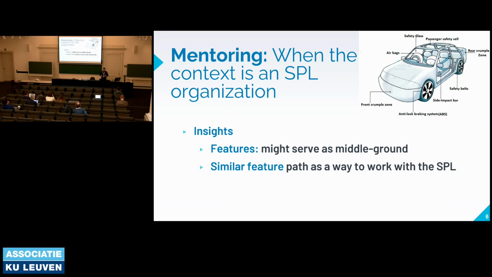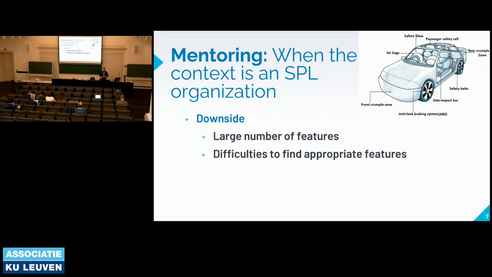So we think that a good path for a newcomer would be that of starting with a feature that he understands easily, and step by step, changing from one feature to another, finally understand the whole of the software product line. So we wanted to assist the mentors. So the mentor has to select the different features, or the most appropriate features for the newcomer.